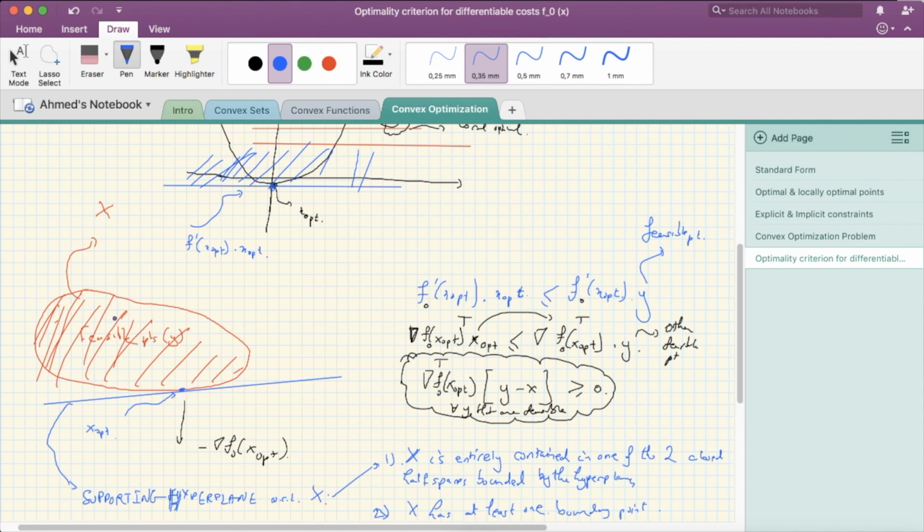Now, this is something really cool. This is what x opt is with respect to the set X. It's actually the hyperplane defined by the gradient of f0 at x opt. So the gradient will serve as the normal vector of the hyperplane. The normal vector is pointing downwards in our case. So this should serve as a supporting hyperplane to the set.